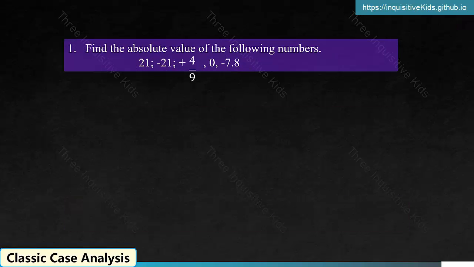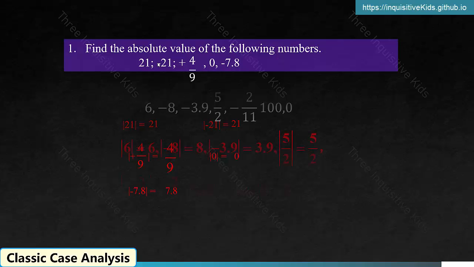Find the absolute value of the following numbers. The absolute value of 21 is negative 21. The absolute value of negative 21 is 21. The absolute value of 4 over 9 is 4 over 9. The absolute value of 0 is 0. The absolute value of negative 7.8 is 7.8.